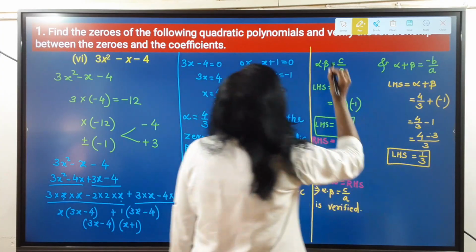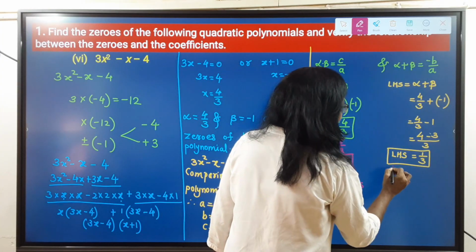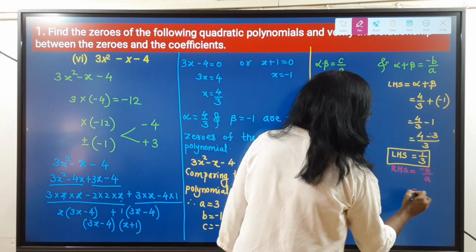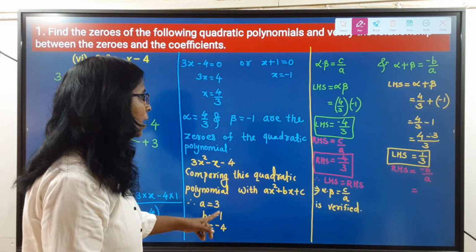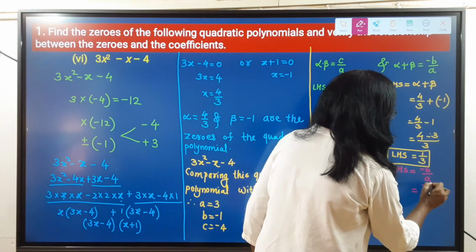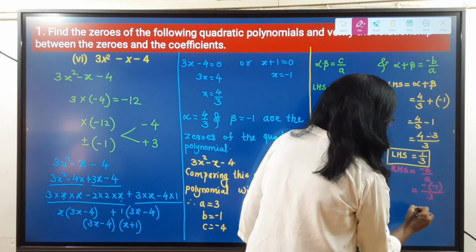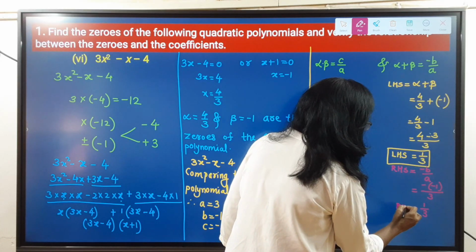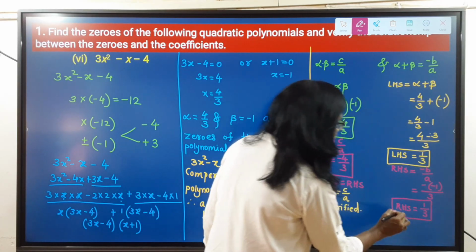And here students, the RHS. So RHS is equal to minus b upon a, that means here students, minus of minus 1, minus 1 upon 3, and that means minus of minus, that means positive 1 upon 3, which is equal to RHS. So RHS is equal to 1 upon 3.